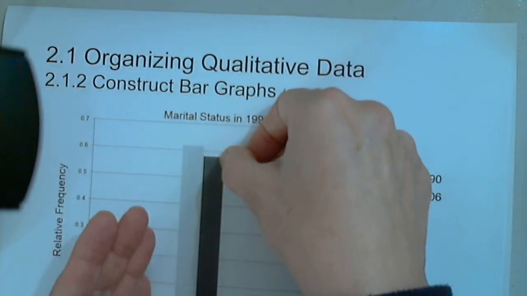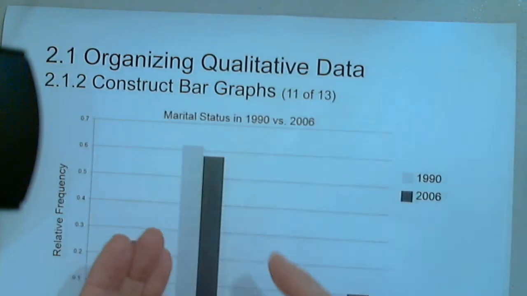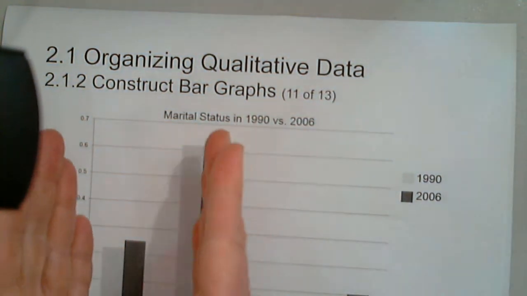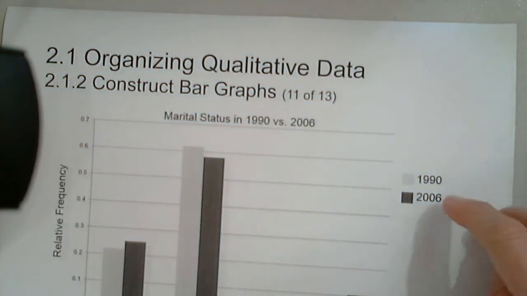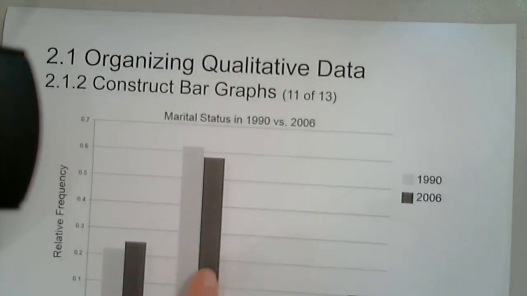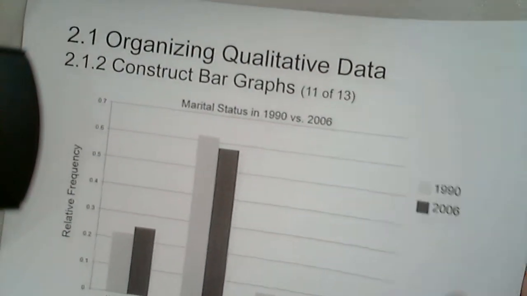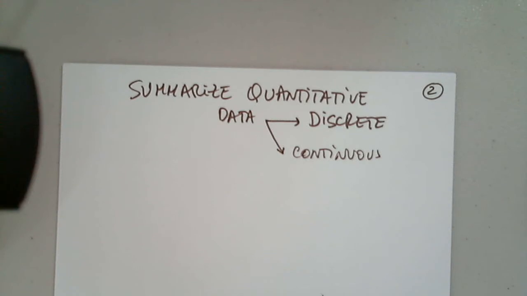percentage went down. By how much? Not a lot, but it went down. And the same thing for the others. So this is side by side. The lighter color represents 1990, and the darker color represents 2006. So this is a bar graph, but it's a side-by-side bar graph for 2 different years. Okay, good.